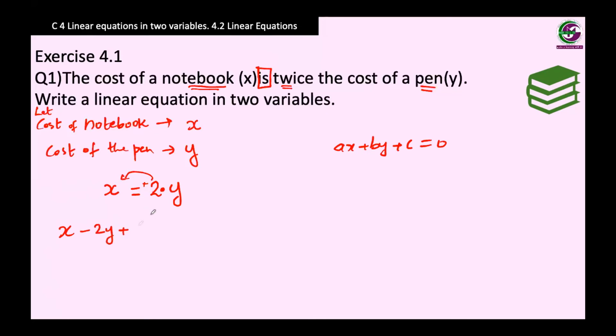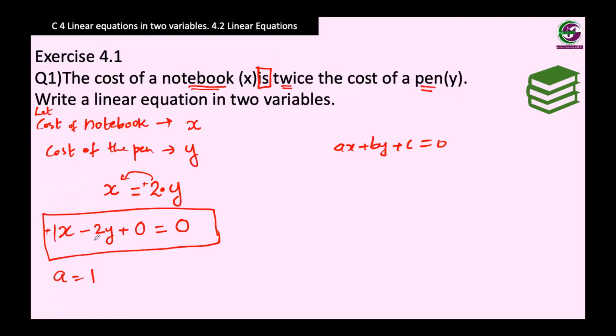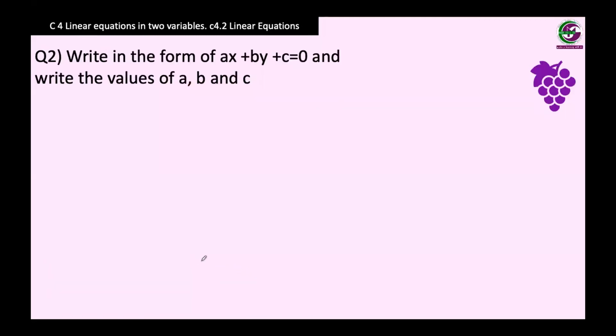Plus, there is no constant, so we can rewrite it as plus 0, which is equal to 0. This is in the standard form, or in the form of ax plus by plus c is equal to 0, where a is equal to 1 because there is no number. The coefficient is 1 there. Then b is equal to negative 2, and c is equal to 0. Let's see the next question.